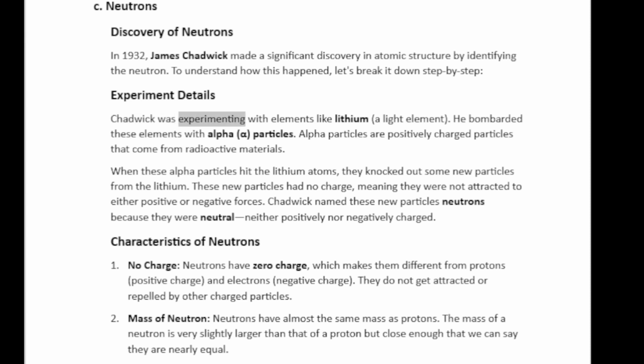Chadwick was experimenting with elements like lithium, a light element. He bombarded these elements with alpha particles. Alpha particles are positively charged particles that come from radioactive materials. When these alpha particles hit the lithium atoms, they knocked out some new particles from the lithium. These new particles had no charge, meaning they were not attracted to either positive or negative forces. Chadwick named these new particles neutrons because they were neutral, neither positively nor negatively charged.